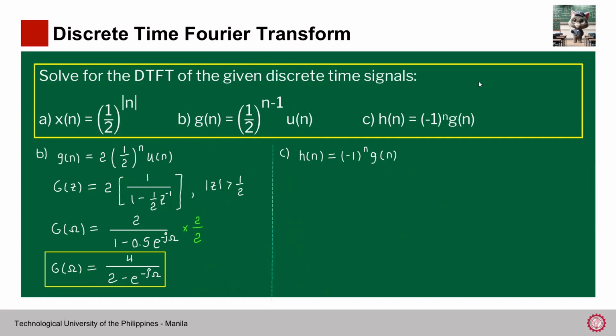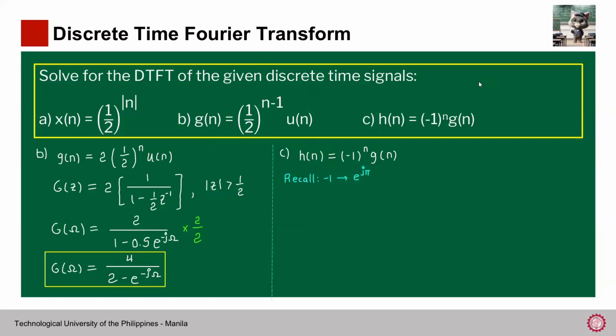Let's recall from advanced math, if you still remember. What is -1? It can be written as e raised to j pi. Because e raised to j pi is equal to -1.